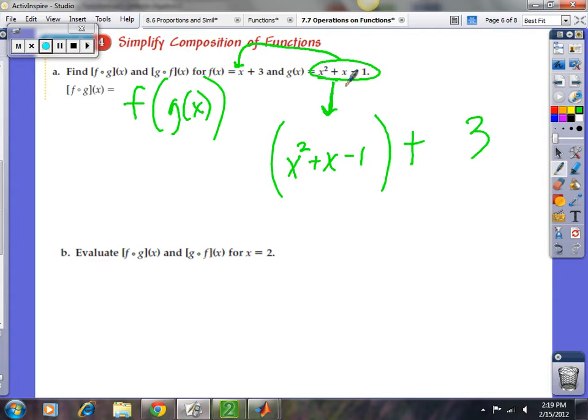So I took the whole rule and I substituted it in place of x. Now let's combine your like terms. What's x squared plus x minus 1 plus 3? X squared plus x plus 2. That's your answer.